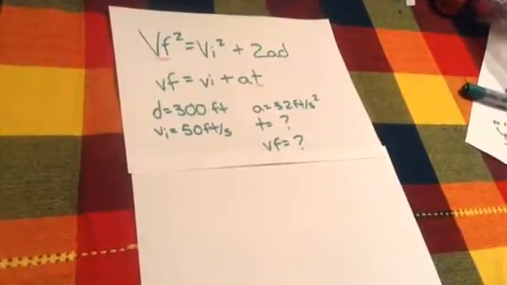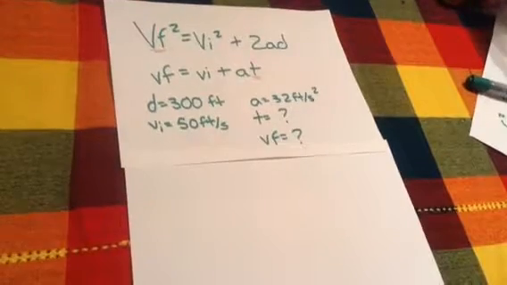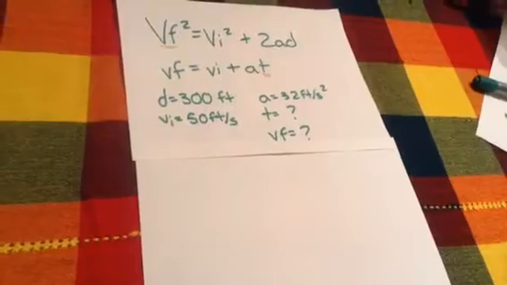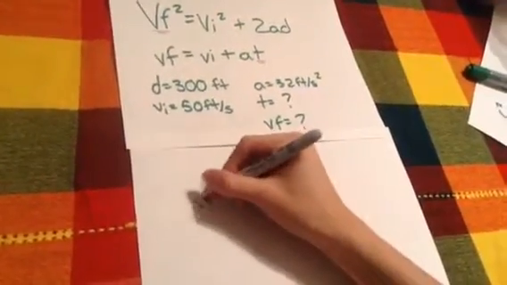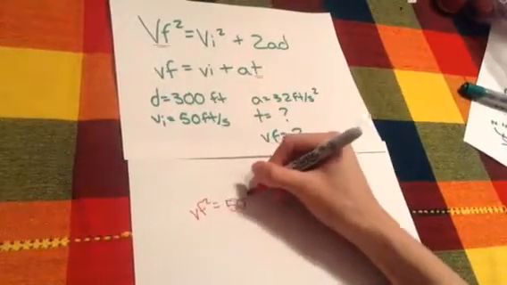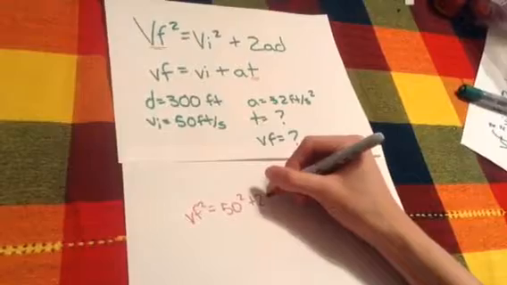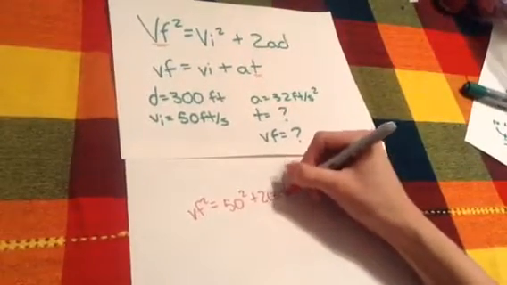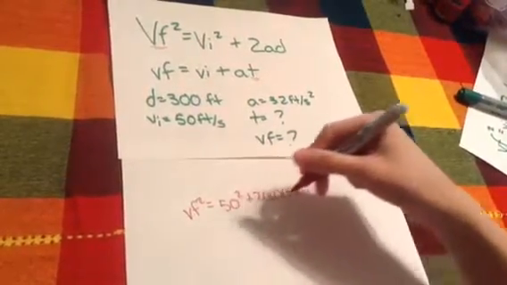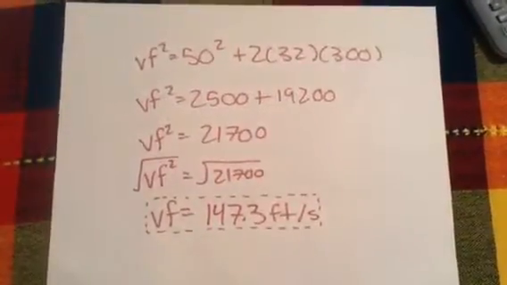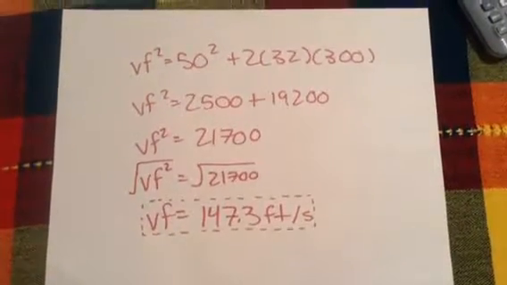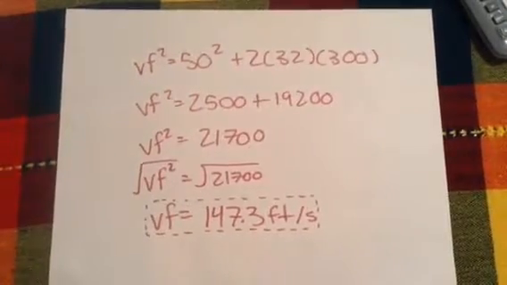So the problem is asking for time and final velocity, but in order to get time, first we need the final velocity. So we're going to use the formula on top. We don't know final velocity, but we know that initial velocity is 50, so we substitute plus 2 times acceleration, which is 32, times distance, which is 300. Then we are going to continue to solve. So after substituting the values and solving for final velocity, we get 147.3 feet per second, and that is our answer for letter B.